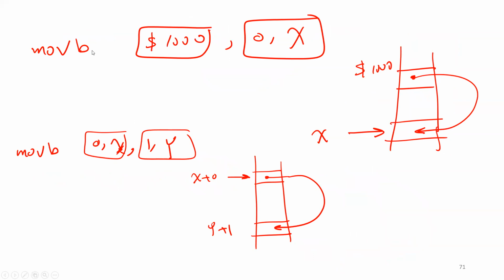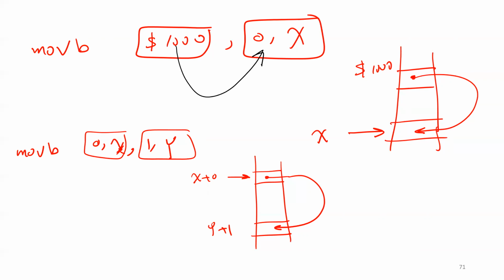Another one, move byte. Again, after move, there should be two operands, right? So this is a memory location, and this is another memory location. So here I'm gonna copy a byte from this location to this location. As you see here in this figure, I'm gonna take a byte from location 1000 and store it in the location pointed by X. Okay. Let's see the next one.